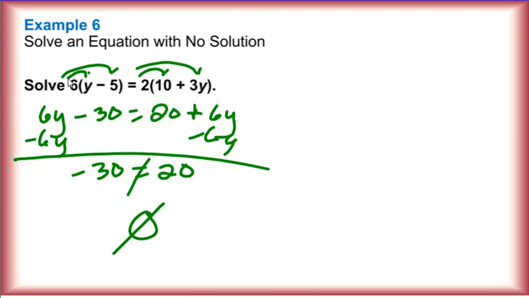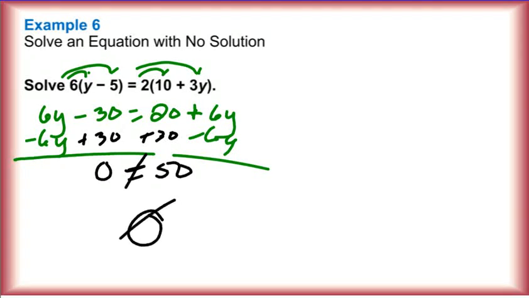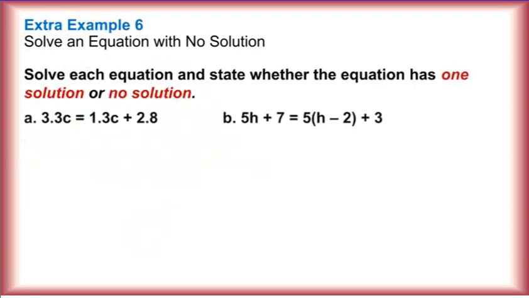Now, let's just say you went further. Let's just say you did go further with this one and you added 30 to both sides. Now you're left with 0 equaling 50. 0 still does not equal 50. Therefore, no solution.